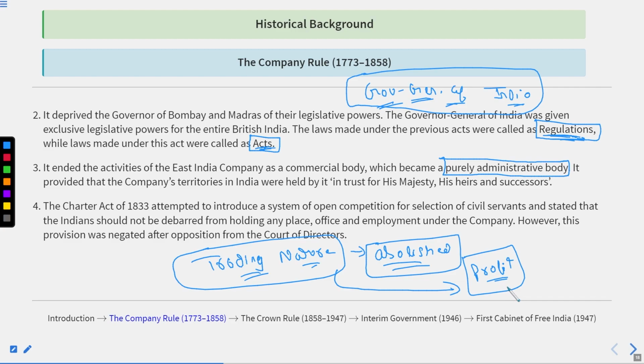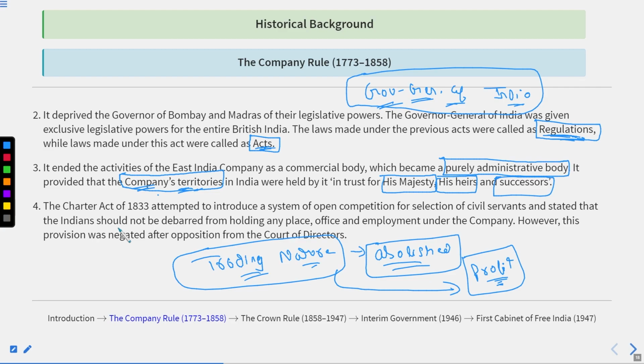So because of this, the British government through the Charter Act of 1833 revoked the commercial functioning of the company, so that instead of focusing on profit only, they could serve the British requirements and needs. Also, the territories which were acquired by the company were now held to be under the trust of His Majesty, the Queen, the Queen's heirs, and successors. It means these were no longer under the control of the British East India Company, but under the control of the British Queen.